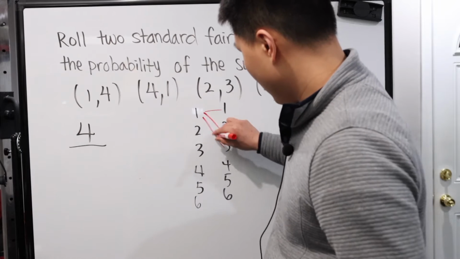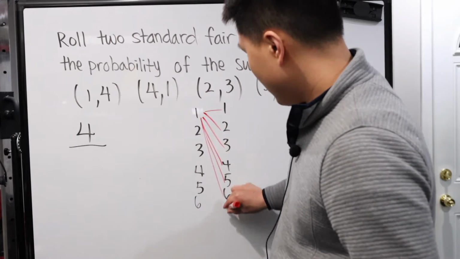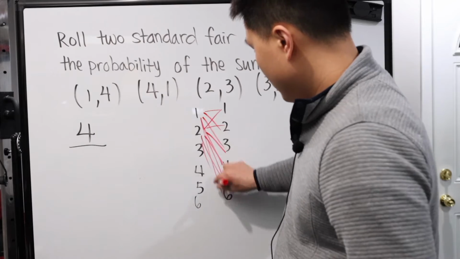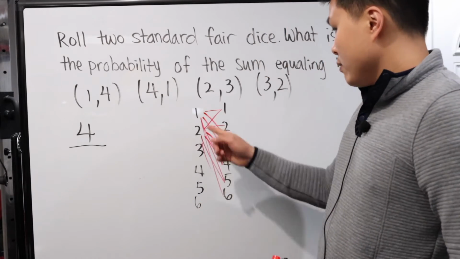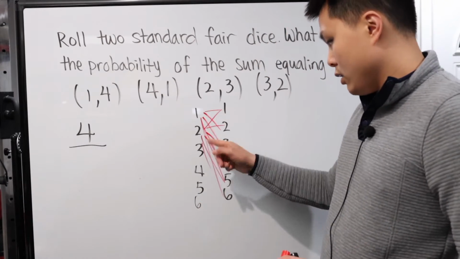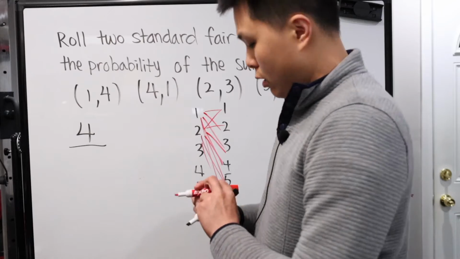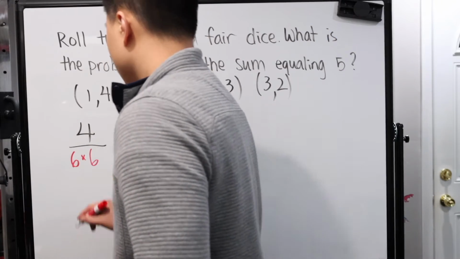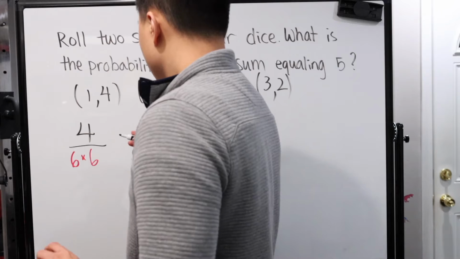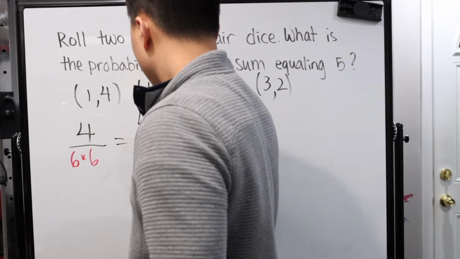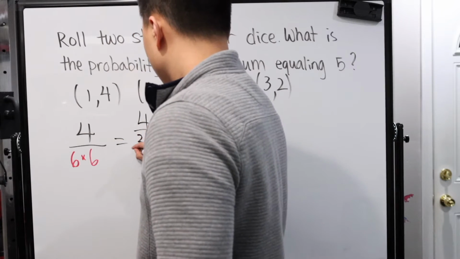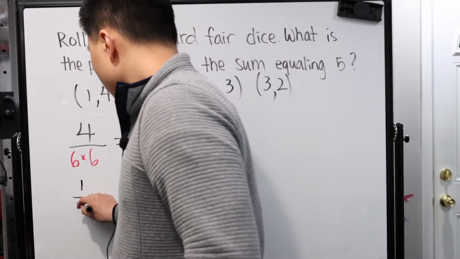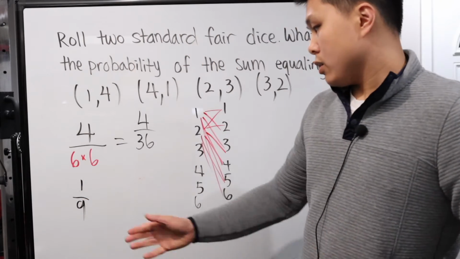1, 2, 3, 4, 5, 6, and then you keep going. 1, 2, 3, 4, 5, 6, and you can sort of guess at this point. This one has 6, this one has 6, and on and on. So basically the bottom is going to be 6 times 6, or in other words, 36. So you have 4 over 36, or if you wanted to simplify it, 1 over 9, or if you want to go even further, which I'm not going to do here.